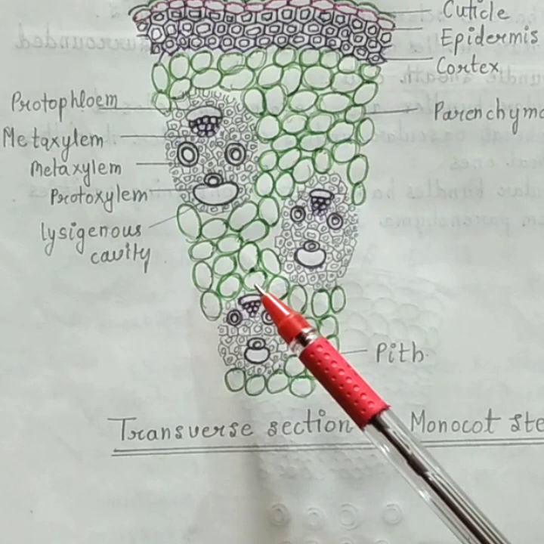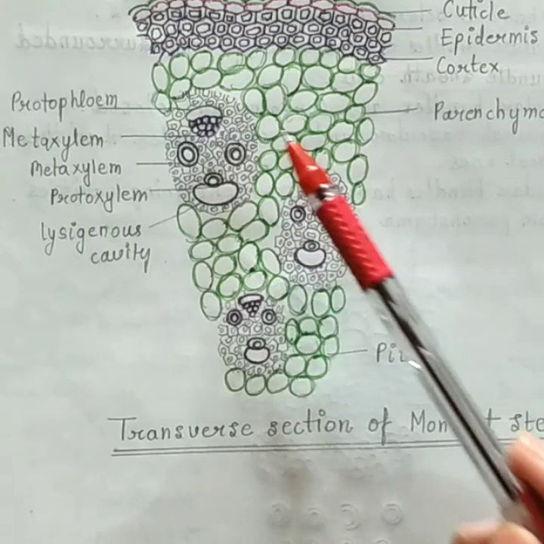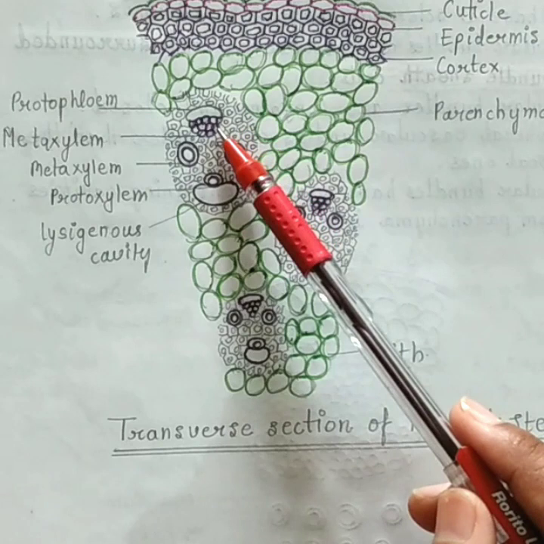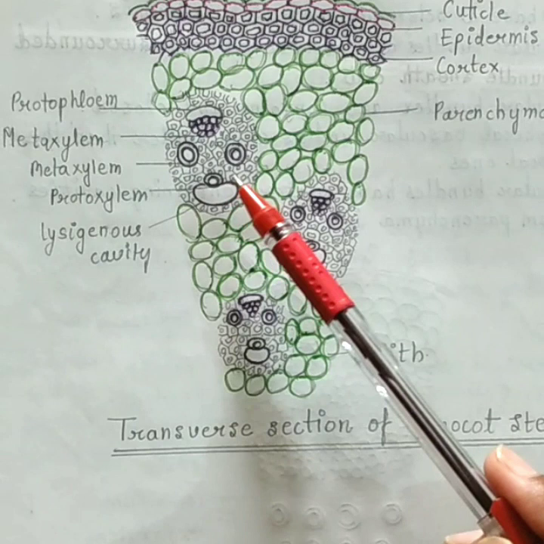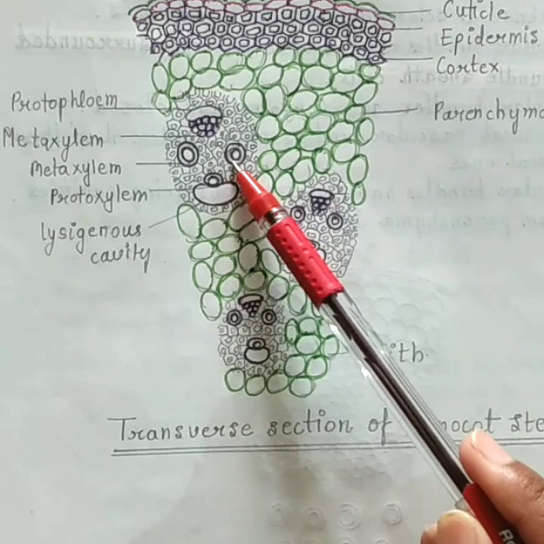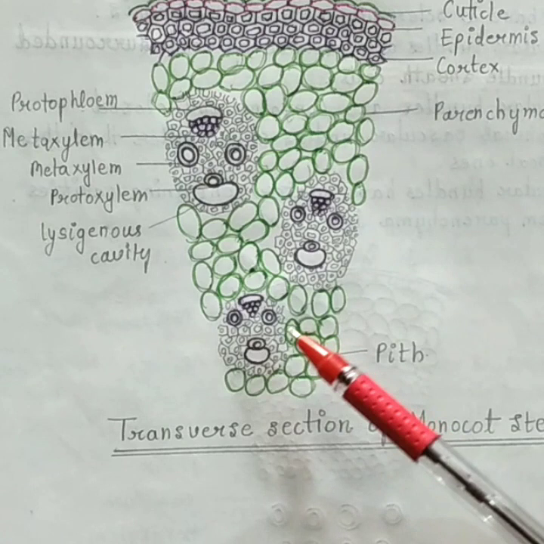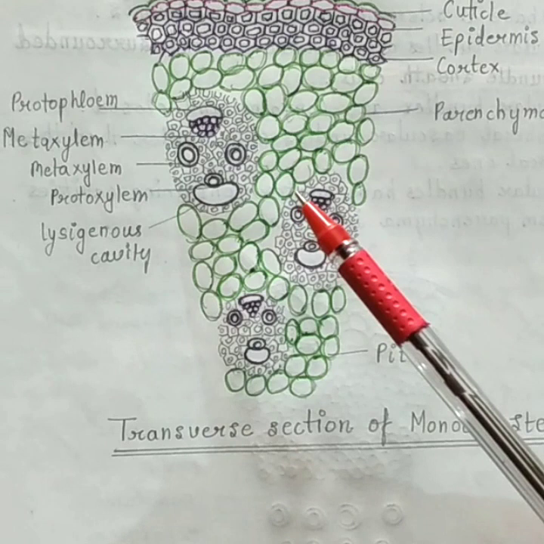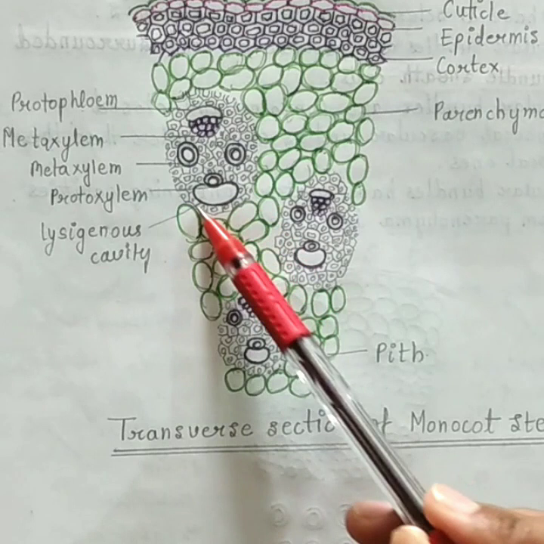Means jo xylem phloem hai unke beech mein koi cambium ki ring present nahi hai. Like this is phloem and this is xylem. So conjoined closed condition hai and jo peripheral vascular bundles hain, means scattered condition mein hain, they are smaller than the central ones. Jo central ki taraf hai wo zyada badi vascular bundles hain, jo periphery pe outside present hai wo chhote hain. So peripheral vascular bundles are smaller than the central ones.